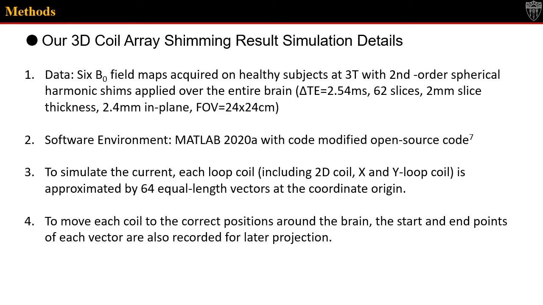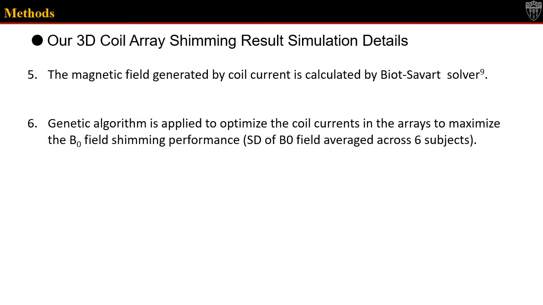Here are our 3D coil array shimming simulation details. To simulate the current, each loop coil is approximated by 64 equal length vectors around the coordinate origin. To move each coil to the correct position around the brain, the start and end points of each vector are also recorded for later projection. The magnetic field generated by coil current is calculated by a Biot-Savart solver. A genetic algorithm is applied to optimize the coil currents in the arrays to maximize the B0 field shimming performance.